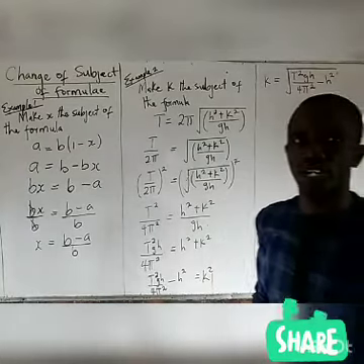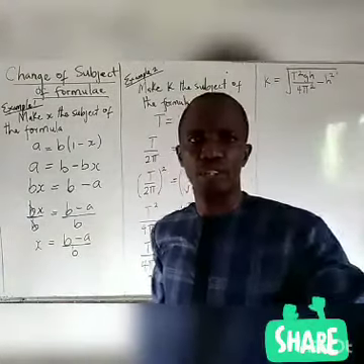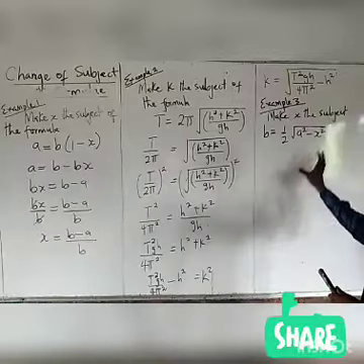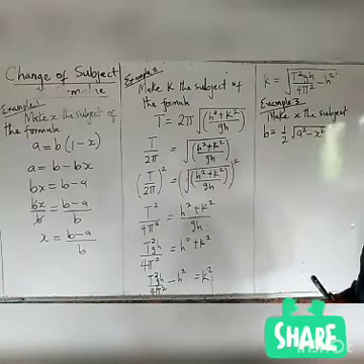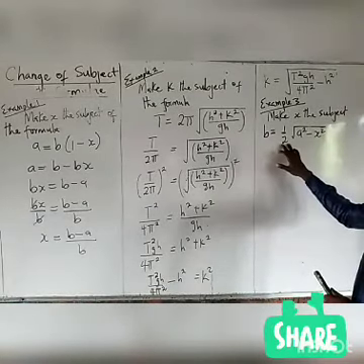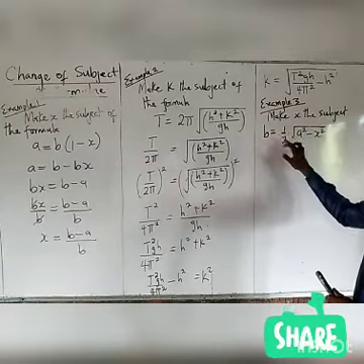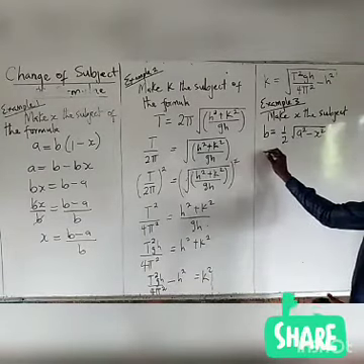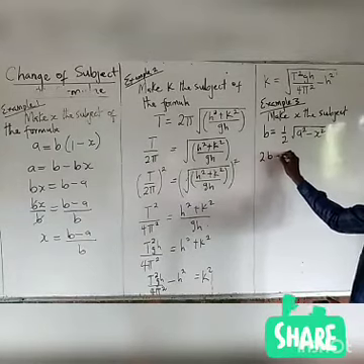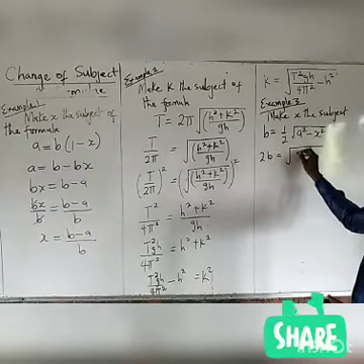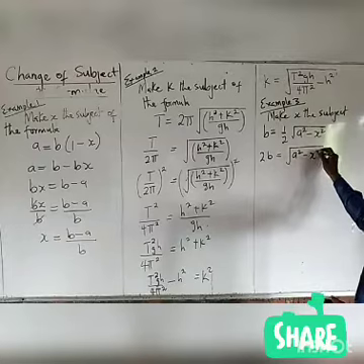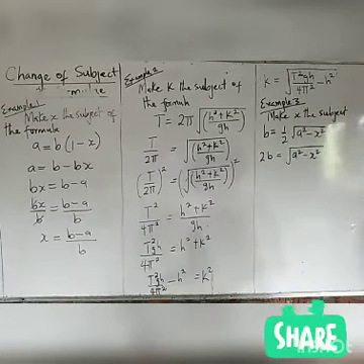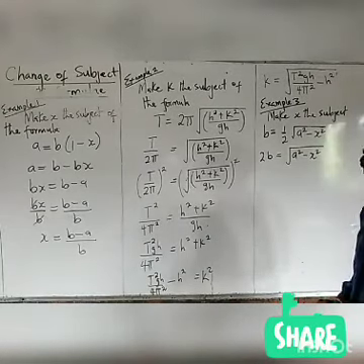Let's take another example for better understanding. The first one that can be removed here is this half. We can cross multiply this. So if you multiply both sides by 2, you'll be having 2b equals square root of a squared minus x squared. We multiply both sides by 2.